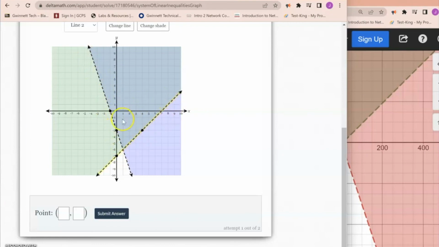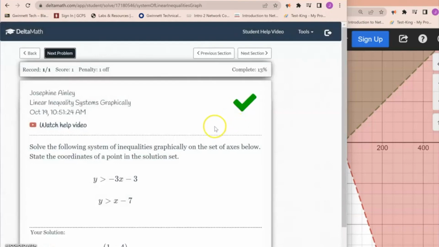So 0, 0 is a solution. 1, 0 is a solution. This point right here, which is 3, 3 is a solution. This one here, 5, 1 is a solution. Even in here is a solution. 1, -4 is a solution. Any one of those points is a solution. So once again, when you have an inequality, it is not the intersection of lines, but the intersection of color. Okay, so be very, very mindful. Boom.